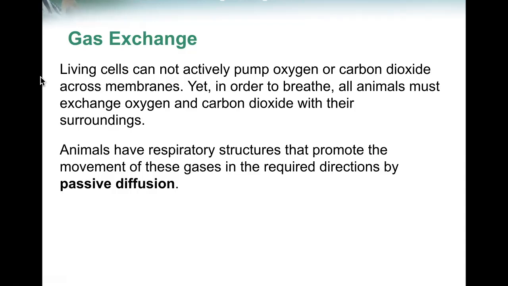Living cells cannot actively pump oxygen or carbon dioxide across membranes, yet, in order to breathe, all animals must exchange oxygen and carbon dioxide with their surroundings. Animals have respiratory structures that promote the movement of these gases in the required directions by passive diffusion.